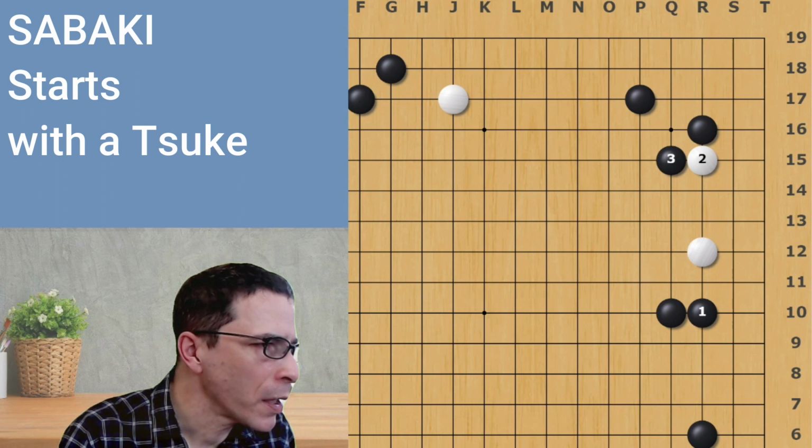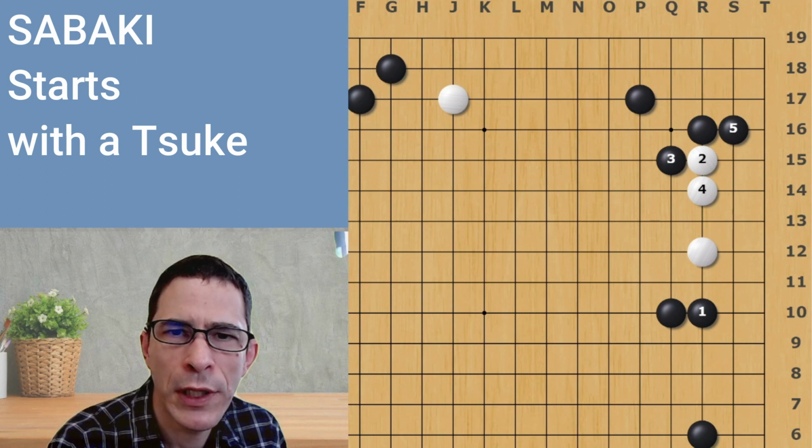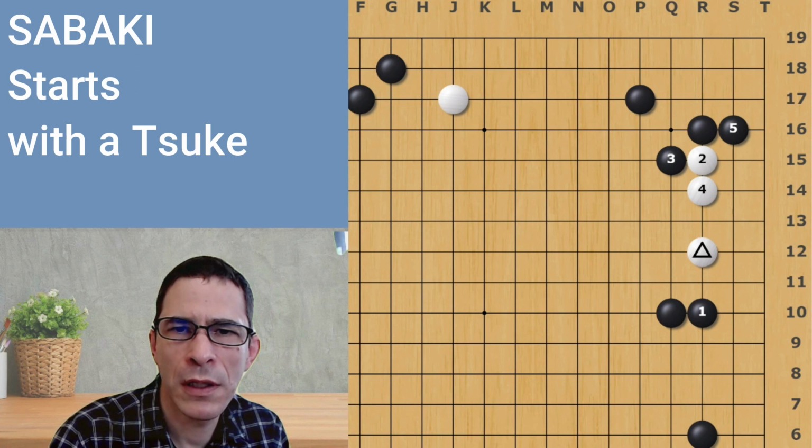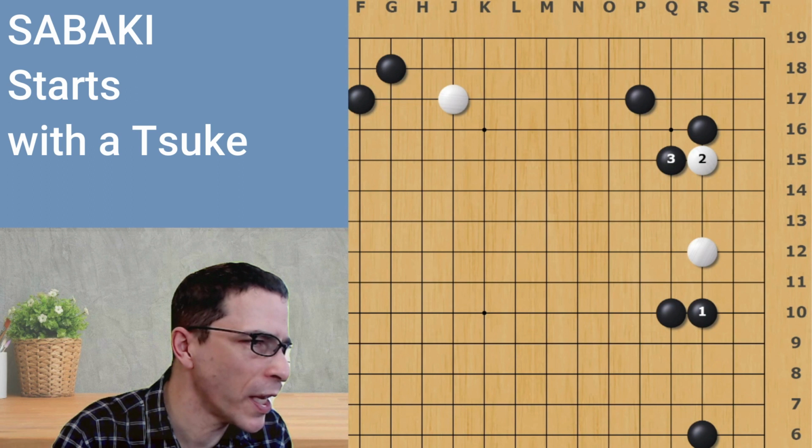Pulling back here, it doesn't really do a lot for white because white does have a very cramped shape there with the white stone on the side so close. It's not really enclosing very much space. So this is a point where white wants to try to do just a little bit more than that and play a hane towards the corner.